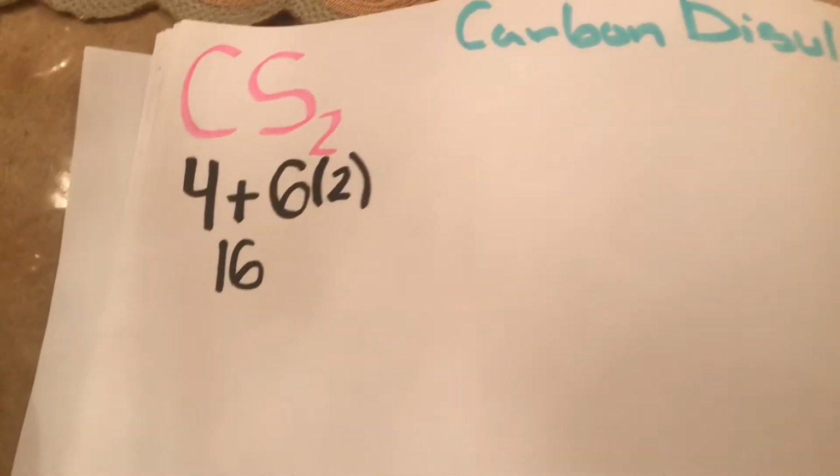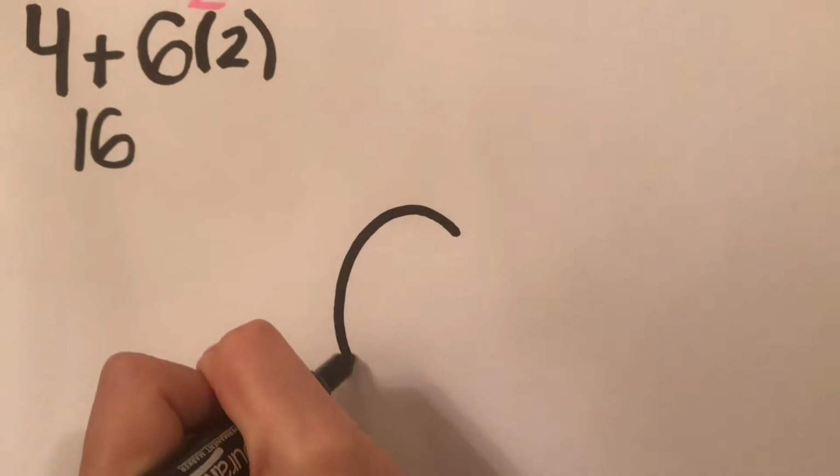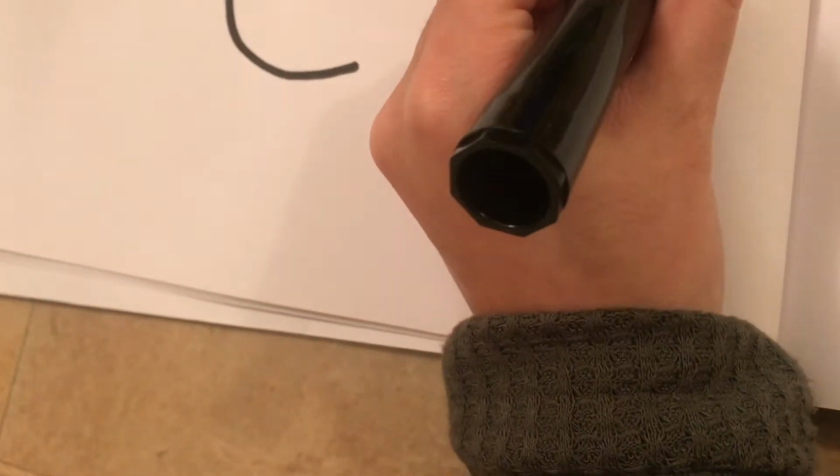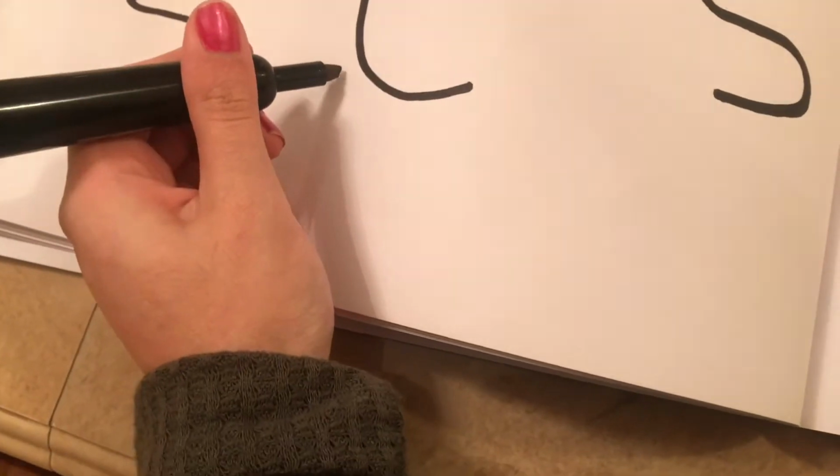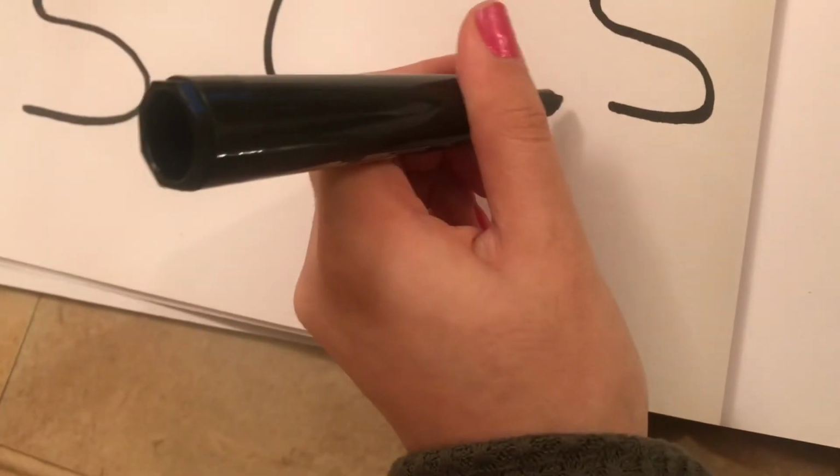We will put carbon in the center because it is the least electronegative. Following that, we will put the 2 sulfurs alongside of it. Next, we will connect them by drawing single bonds that each count for 2 valence electrons.